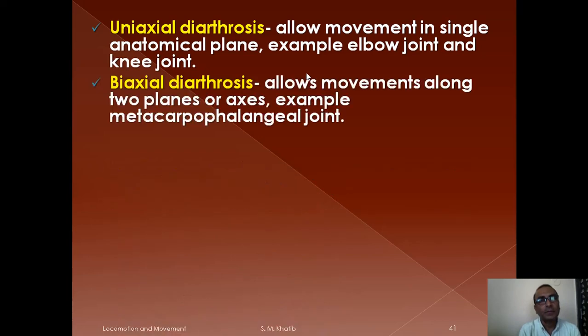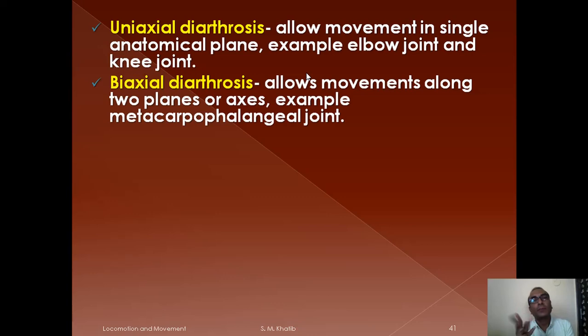Then let's take up the next, biaxial diarthrosis. Allow movements along two planes or two axes. So these are also synovial joints, but having two axes. For example, metacarpophalangeal joints, the joints between the metacarpals and the phalanges. The movements between the phalanges and the metacarpal are in two planes. You can move in two planes, okay? So they are biaxial diarthrosis, okay?